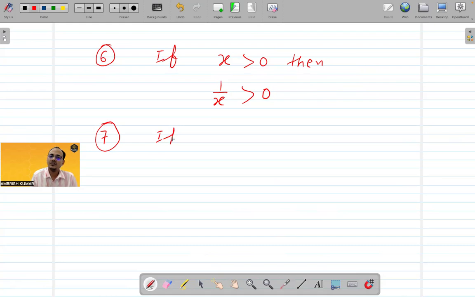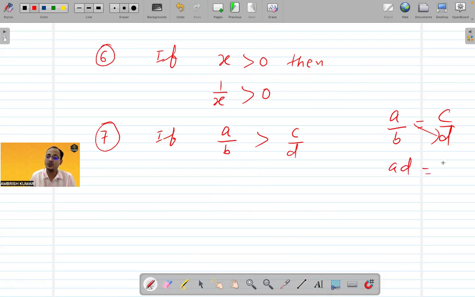If you have, let us say, A by B greater than C by D. Always, I will suggest you, many a time what happens, a student cross multiplies as we do for A by B equals to C by D. We write like, okay, A into D equals to B into C. If you think that we can do the same thing with the inequation, sometimes you may get the correct answer, sometimes you might have a problem and get the wrong answer. So always avoid the cross multiplication.